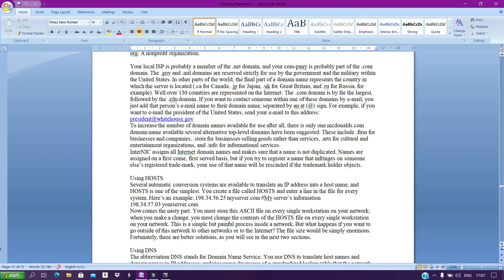InterNIC assigns all internet domain names and makes sure that a name is not duplicated. Names are assigned on a first come, first served basis, but if you try to register a name that infringes on someone else's registered trademark, your use of that name will be restricted if the trademark holder objects.